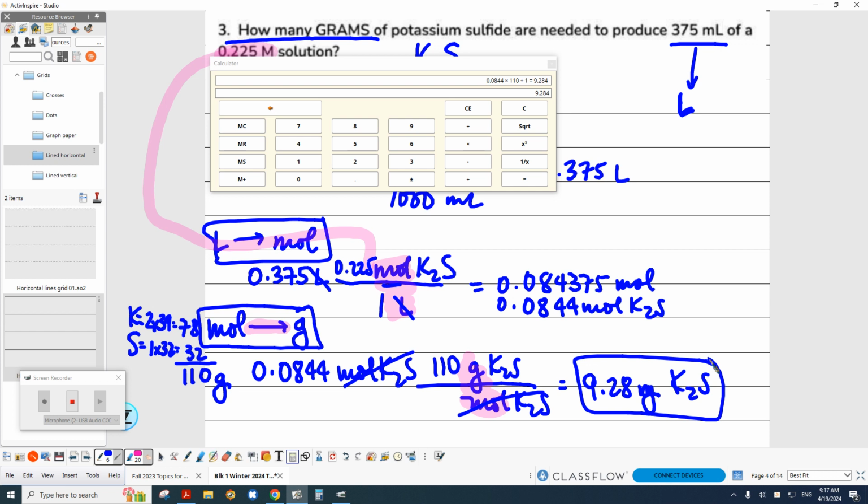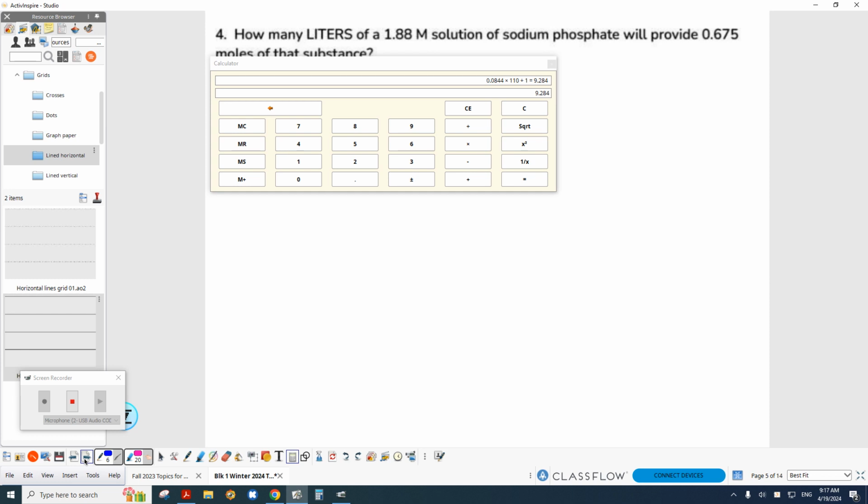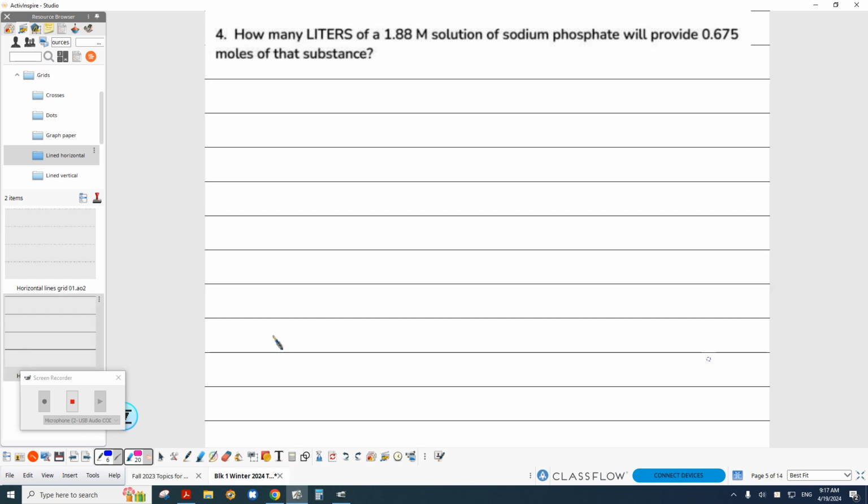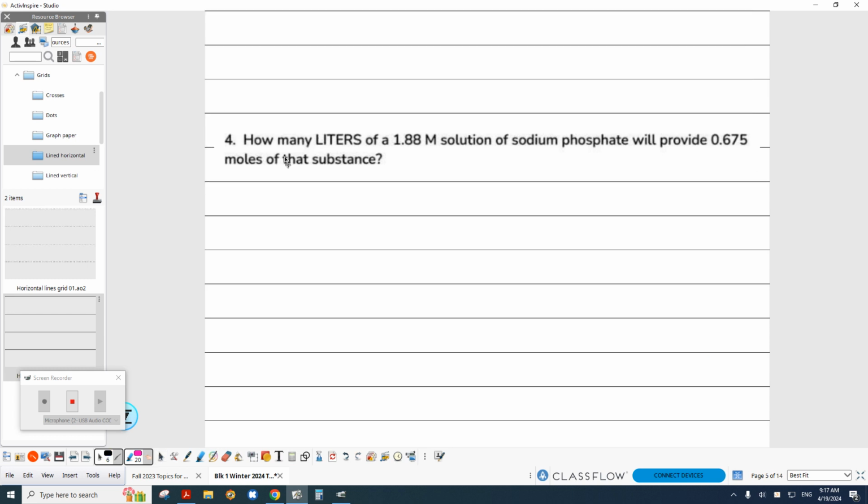Check your work so that you can understand where you may have made a mistake, right? These very similar questions are going to be on the final exam. Question number 4. Let me tell you, half the class did not get this right. I'm concerned about that. How many liters of a 0.188 molar solution of sodium phosphate will provide 0.675 moles of that substance?